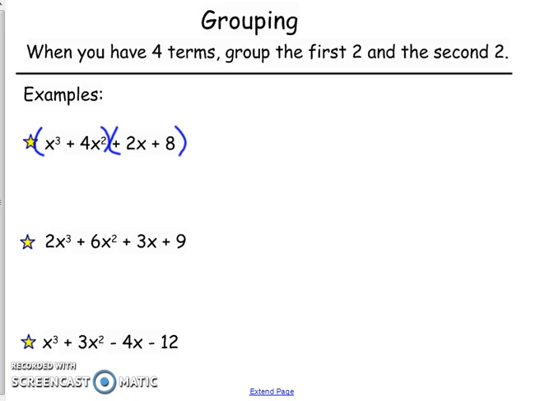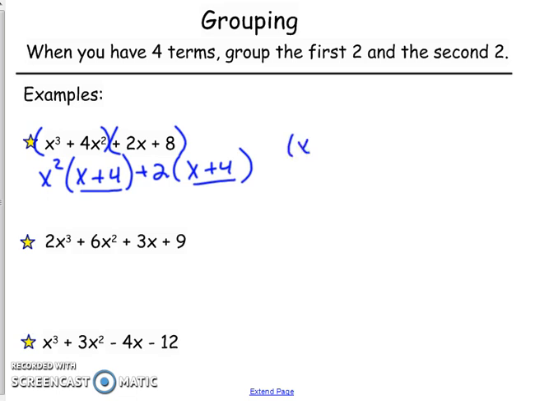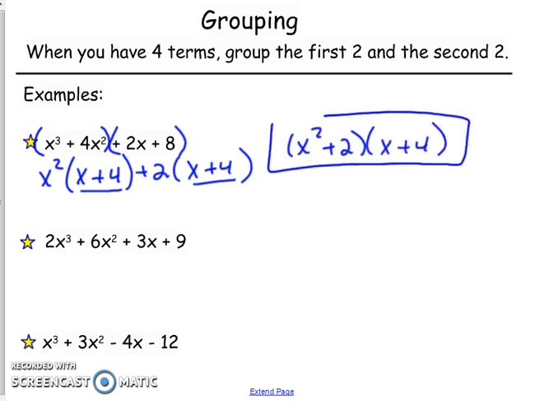I'm going to take out the GCF from the first 2. So I have x cubed plus 4x squared. I'm going to take out an x squared, and then I'm left with an x plus 4. The 2x plus 8, I'm going to take out the common factor, which is 2, and then I'm left with x plus 4. So these should be the same, which they are. So we're going to smush the 2 outsides together, x squared plus 2, and then x plus 4. And nothing else can factor, so we're going to leave it just like that.